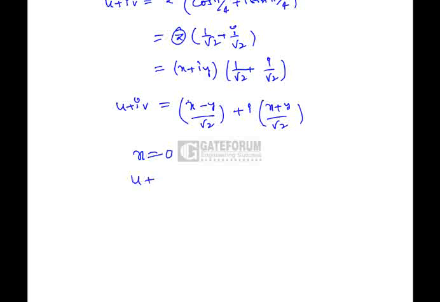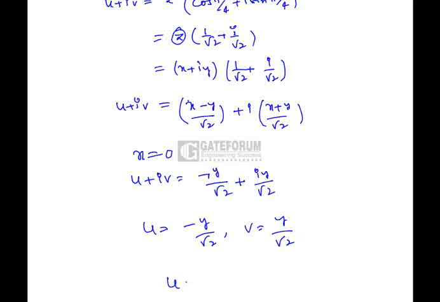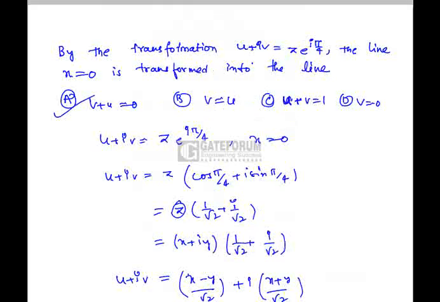If I substitute x as 0, then u plus iv will be nothing but minus y by root 2 plus iy by root 2. So u is nothing but minus y by root 2, whereas v is nothing but y by root 2. So clearly I can say that v is equal to minus u. That implies u plus v is equal to 0 is the transformed equation, which is option A.